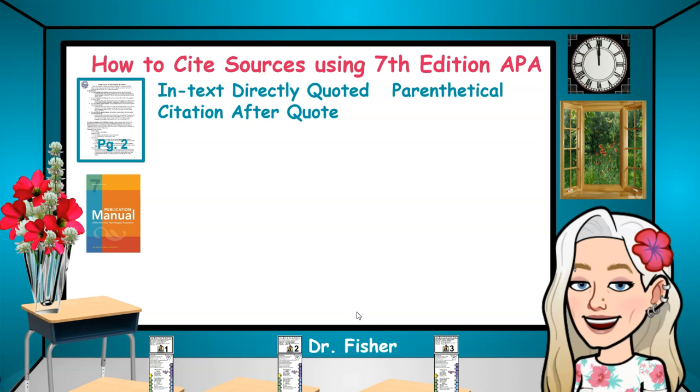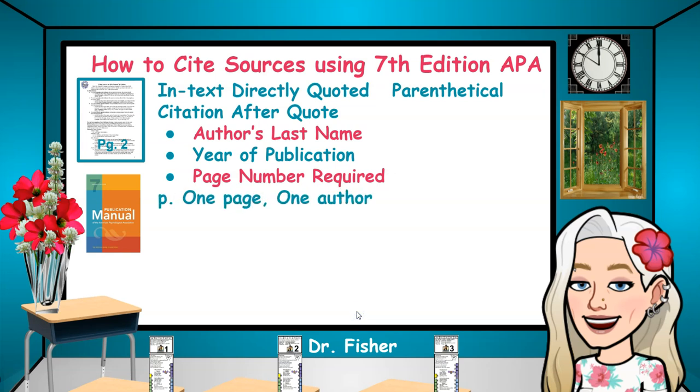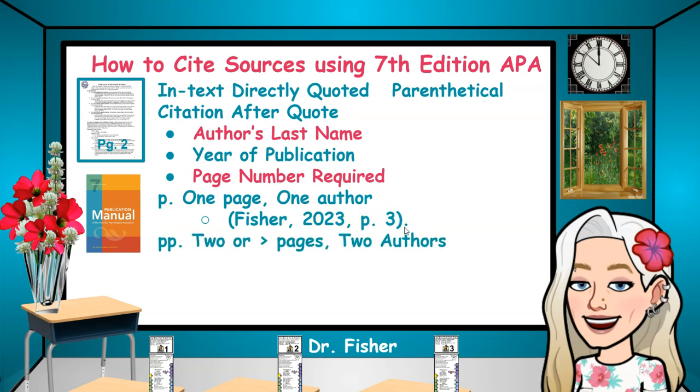So for an in-text citation for a directly quoted parenthetical citation, after the quote you'll still put the author's last name, the year of publication, and the page number is required. If it's one page, you put p. If it's one author, for example, Fisher, 2023, p. 3. If you have two or more pages with two authors, you would put pp., and this is the in-text citation in the parentheses, so now we're not putting it in the narrative. Now you would put the ampersand instead of the "and." So Wise & Jones.